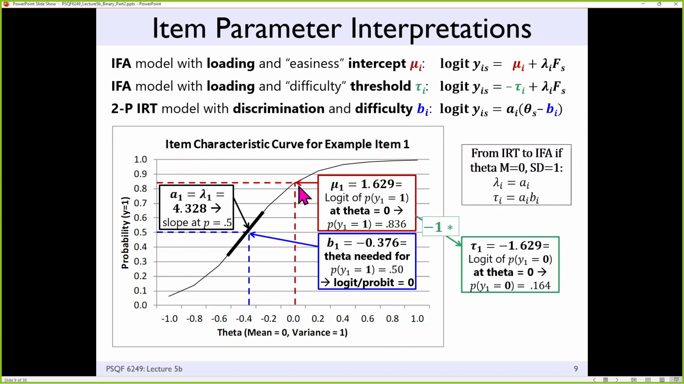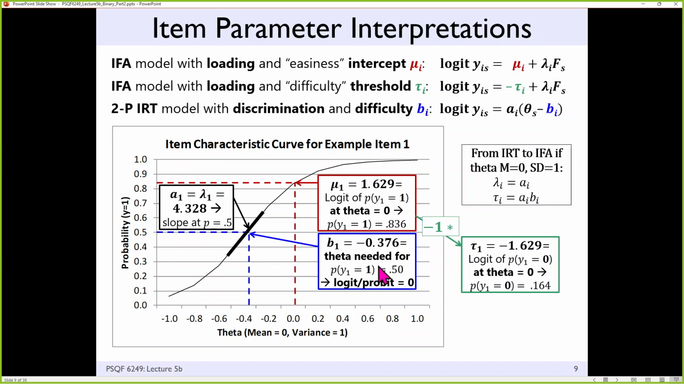Intercepts, no matter what class you're in, no matter where you are in statistics, an intercept is the expected outcome when the predictors are 0, right? Theta is my predictor. So the intercept tells me the predicted item response of a 1, because that's what we're predicting, at a theta of 0. So a logit of 1.629 corresponds to a predicted probability of a 1 of 0.836.